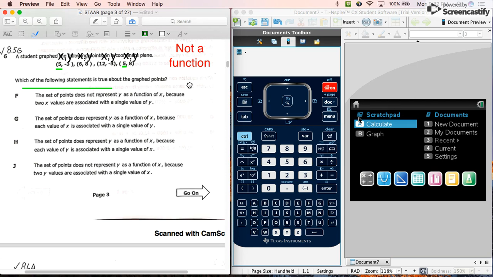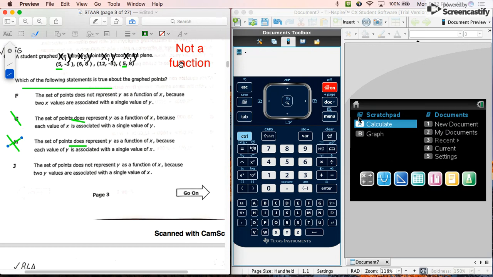That can be tricky, so let's see if we can narrow it down. If I'm looking for not a function, I can eliminate the ones that say it is a function. Letter G says the set of points does. This right here, does, lets me eliminate it. So I'm going to cross off letter G. Letter H, the set of points does. This right here again, does. It should be does not. That tells me I can eliminate it again, because I know I'm looking for a non-function.